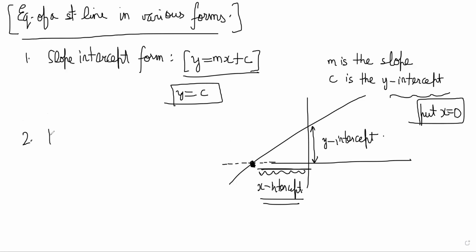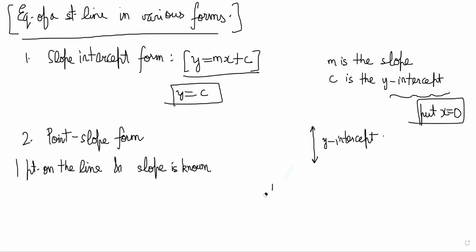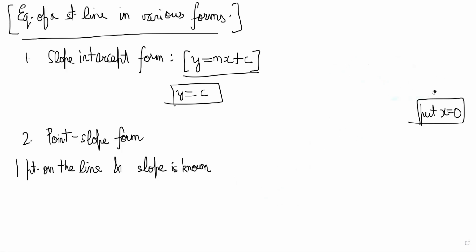Then there is point-slope form. Point-slope form means you know one point on the line, and the slope is known. So we can write the equation in a different way. Let's say the point that is known is x1 comma y1, and let's say the slope that is known is m. So how do I find the equation of the line here?